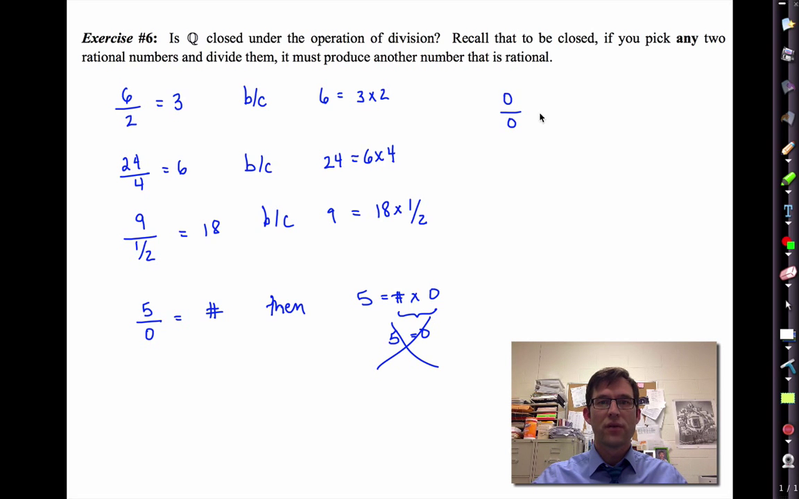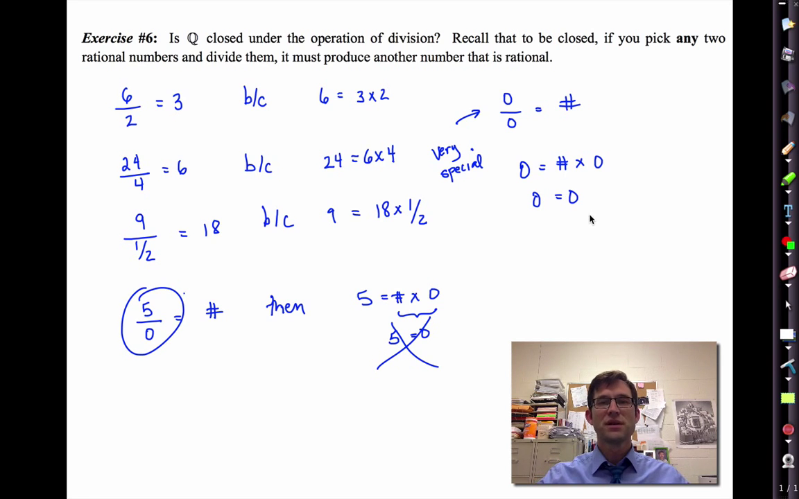Now, one more. 0 divided by 0. This one's very special. All right? It's very special for a different reason than 5 divided by 0. Let's say you could do 0 divided by 0 and get a number. Well, that would imply that then 0 was equal to that number times 0, and that would indicate that 0 is equal to 0. Well, yes it is. So what's the number? Well, that means the number could be anything. It could be anything at all. So that means, ironically, it can't be anything.